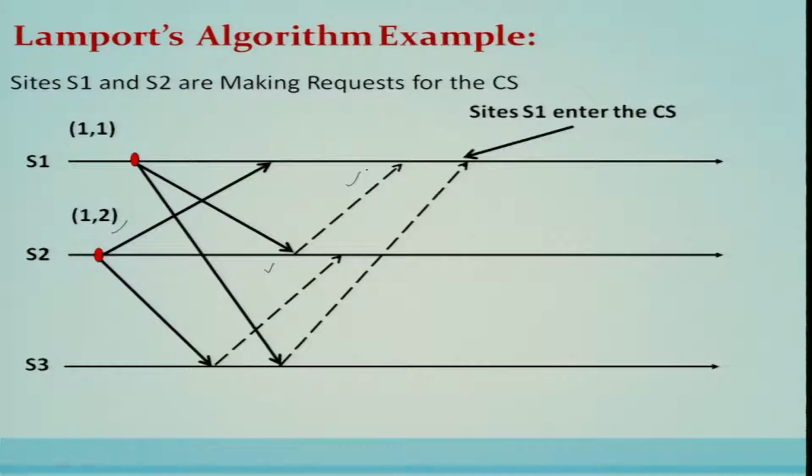And similarly S3 is neither requesting nor executing the critical section, so it will also send the reply. So S1 will receive the replies from all other sites, and now S1 will enter into the critical section.